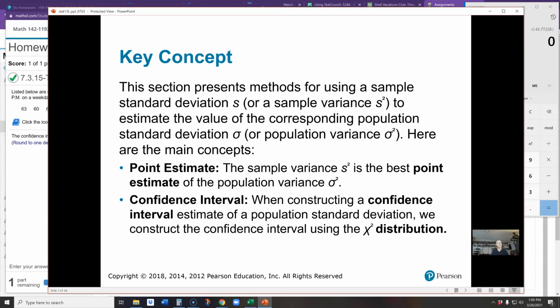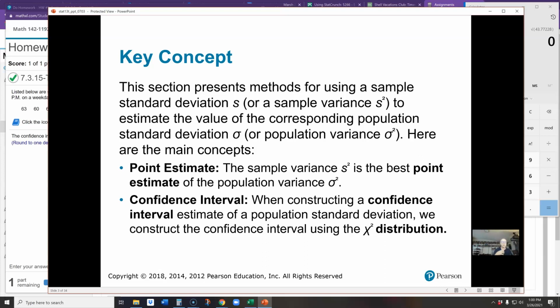So when constructing a confidence interval estimate for a population's standard deviation, meaning we would have an interval or range of values, and we would say that we have a confidence level, like 90% or 95% or 99% confidence, that the interval of values we're providing contains the actual standard deviation of the population. So that all works logically the same way it did for proportion or mean.